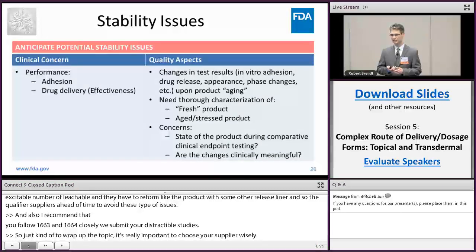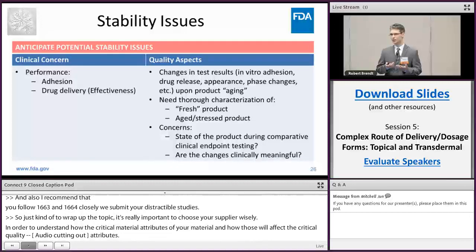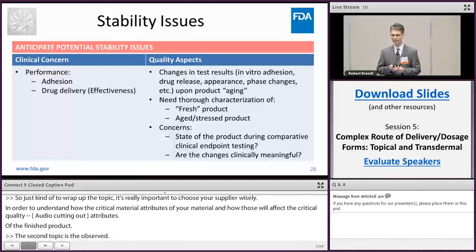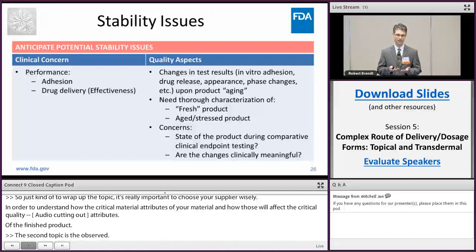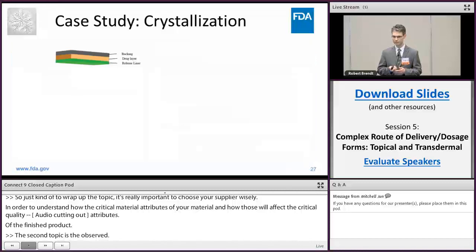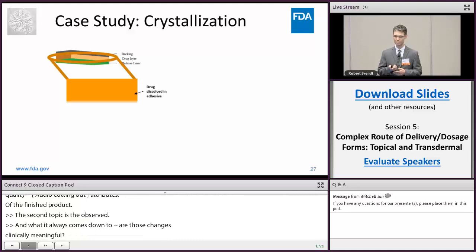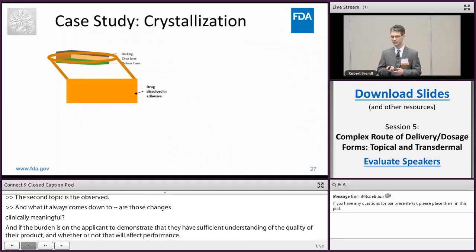We see these fairly often in TDS products where upon aging, quality differences are observed. And what it always comes down to is, are those changes clinically meaningful? And the burden is on the applicant to demonstrate that they have sufficient understanding of the quality of their product and whether or not that will affect performance. And the example that I have of this is crystallization, where for most of these matrix transdermal systems, the intention is to have the drug dissolve completely in the adhesive matrix.